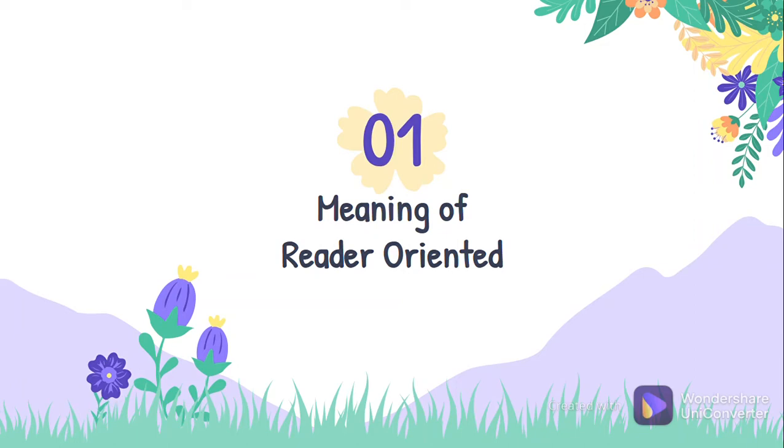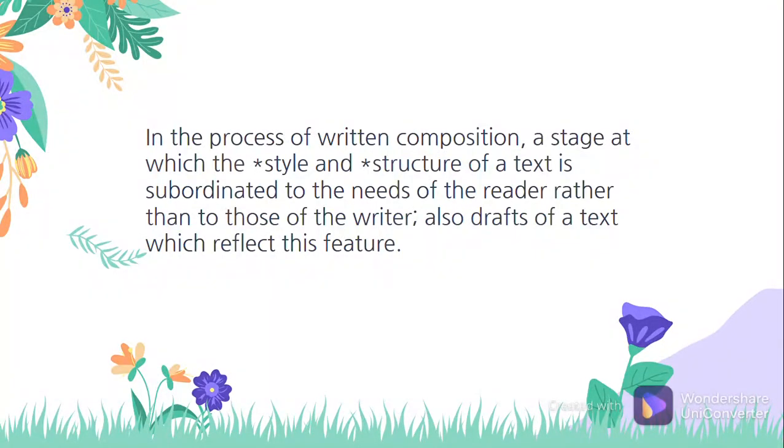The first one is the meaning of reader-oriented. In the process of written composition, a stage at which the style and structure of a text is subordinate to the needs of the reader rather than to those of the writer. Also, drafts of a text which reflect this.